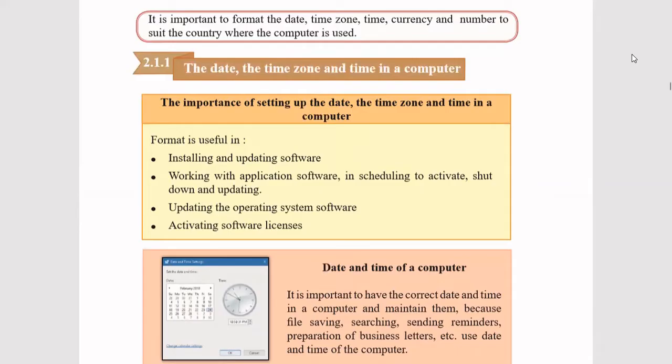Sometimes, when you're working with application software, right, you need to schedule tasks. Sometimes you want to automatically shut down, or you want to update them. Especially when you're updating even the operating system, this time is very important, right? And the license. Trial periods will end. Similar to that, sometimes a license will expire, and you will need to get a new license. So for these things, date and time is very important, right?